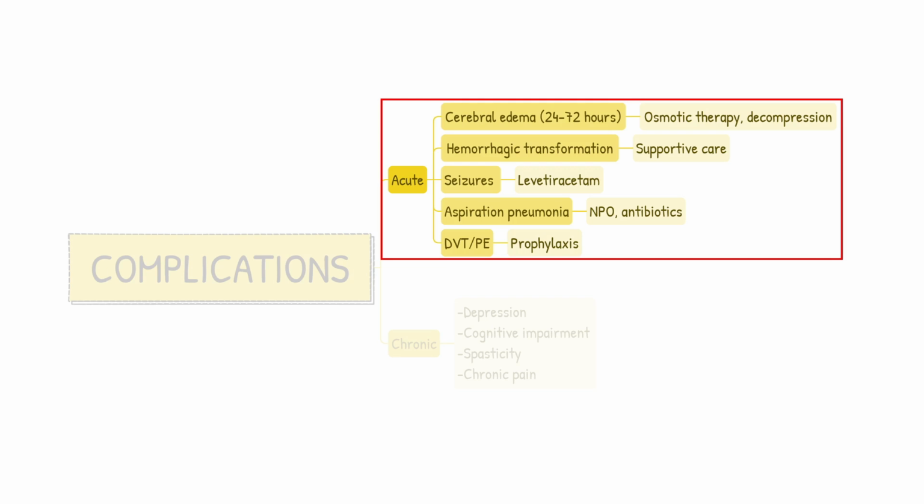Hemorrhagic transformation occurs when blood leaks into the infarcted tissue. Management is mainly supportive care. Seizures can occur in the acute phase. The preferred treatment is levetiracetam.